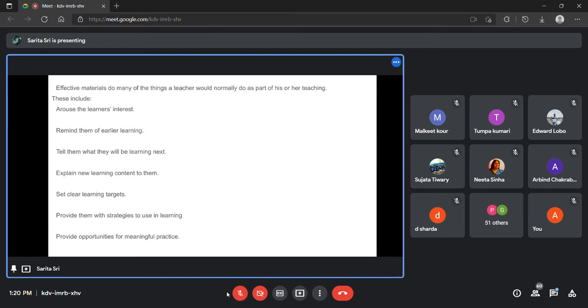It also reminds them of earlier learning, because they can easily relate the things, whatever they have seen previously. It also helps them to guess or tell what they will be learning next. It also explains to them the new learning content, and it also sets clear learning targets and provides them with strategies to use in learning. It provides opportunity for meaningful practice.